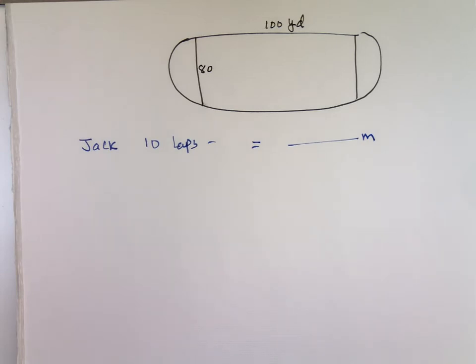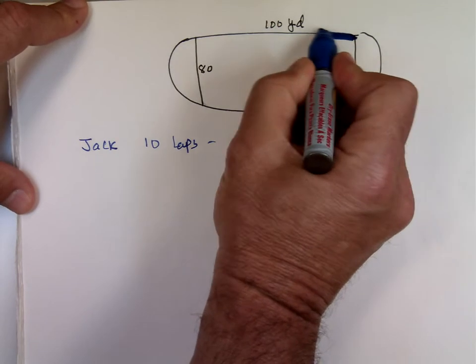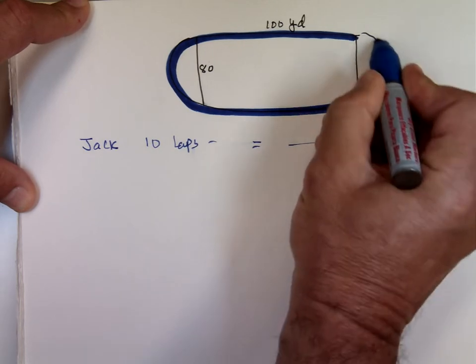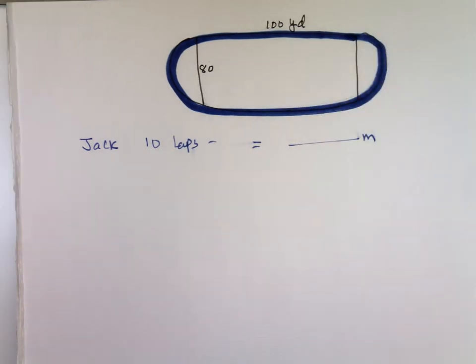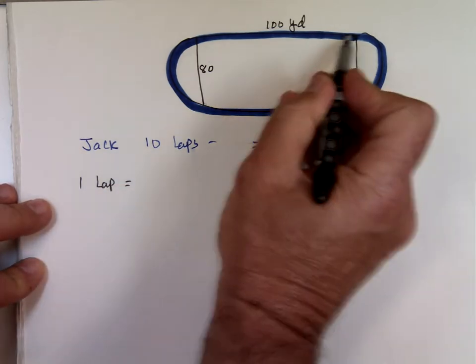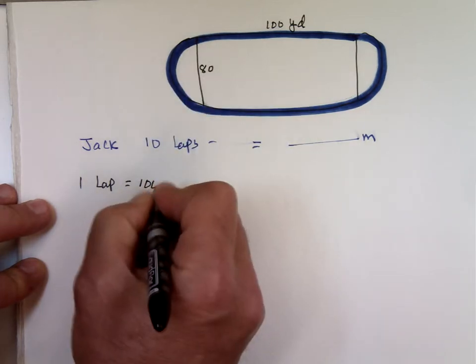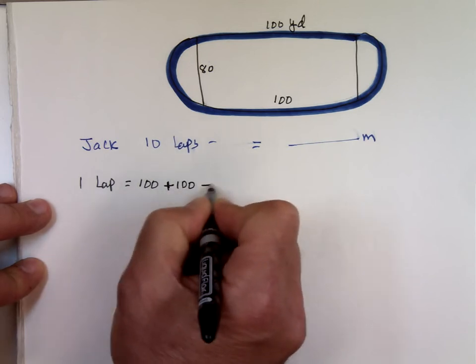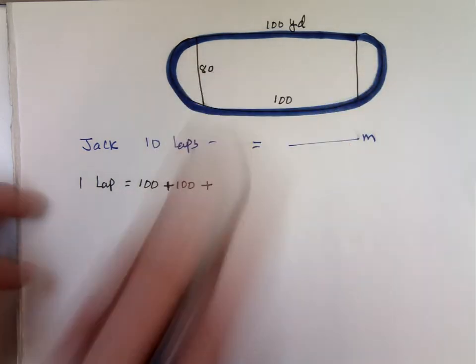Well, let's look at one lap. Now remember, Jack is going to walk on the outside of the track. He's going to get on this end, start from here, and he's going to walk this way. That's where he's going to walk. So if you look at one lap here, what is that equal to? That's the 100 yards here, plus the 100 yards here, plus half a circle here, half a circle there.